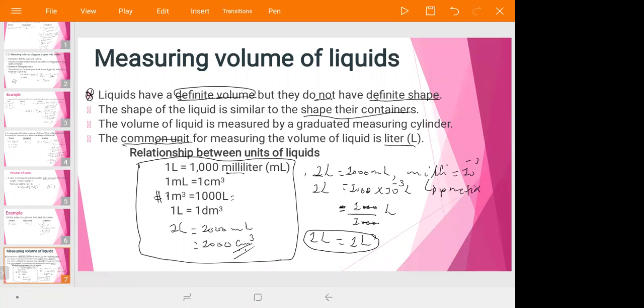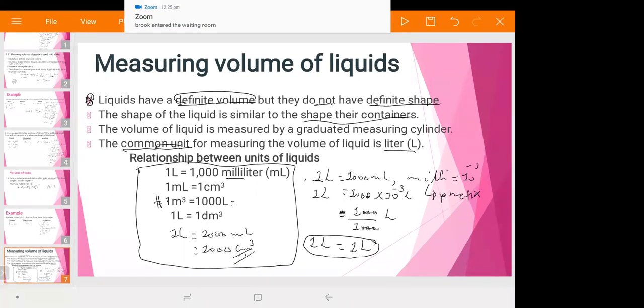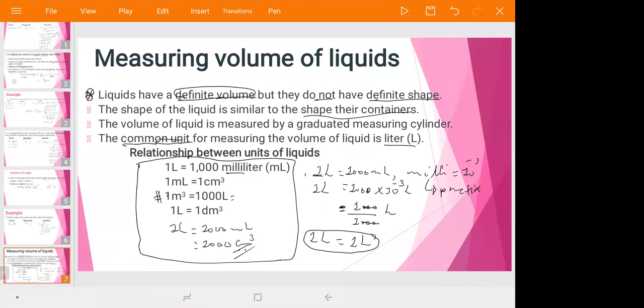The other one is how we can measure the volume of liquids. Liquids have a definite volume, but they do not have a definite shape. That means they take the shape of their containers, and there are some units of volume of liquids, liter, milliliter. Again, we can change liter, milliliter, etc. to meter cube, decimeter cube, millimeter cube, etc. depending on the unit of volume.